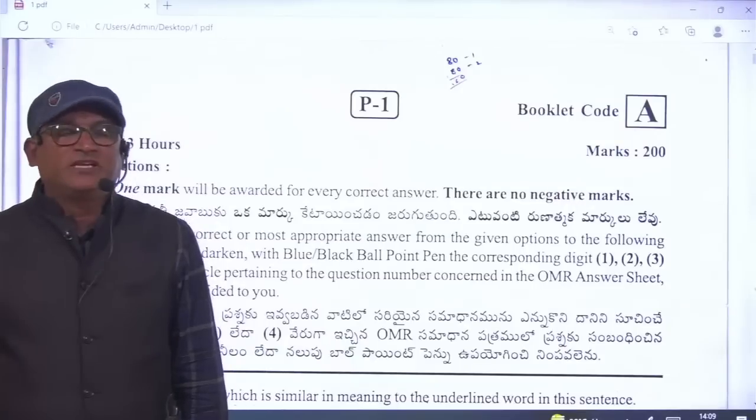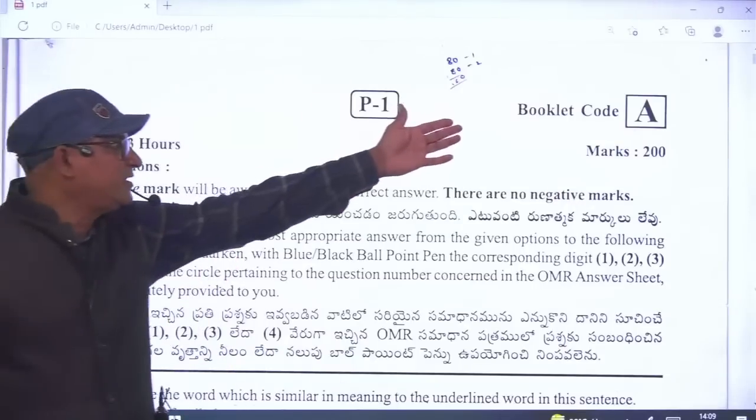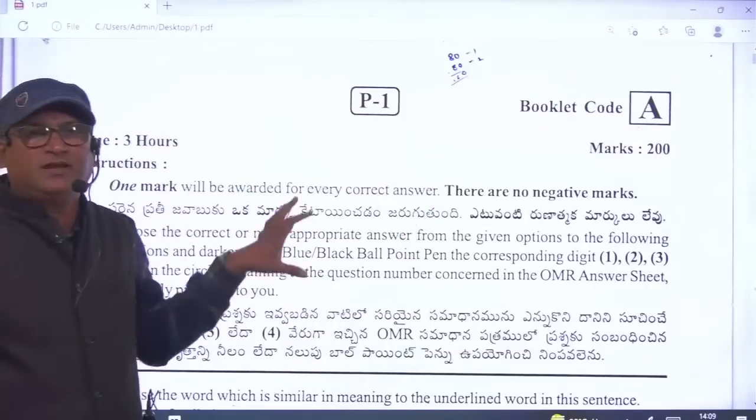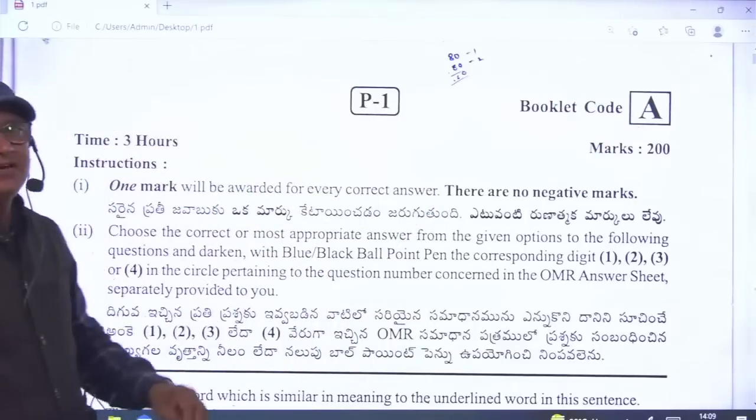Today I'm going to explain the morning constable booklet A code. I'm going to explain the English key, right? Let's see questions one to one.